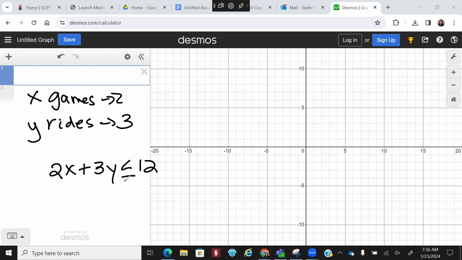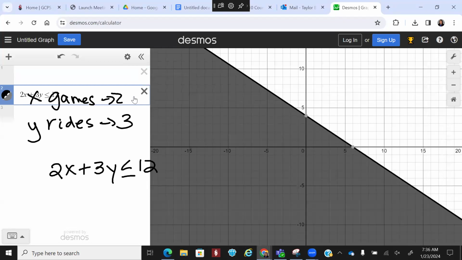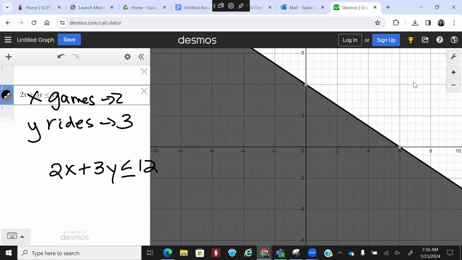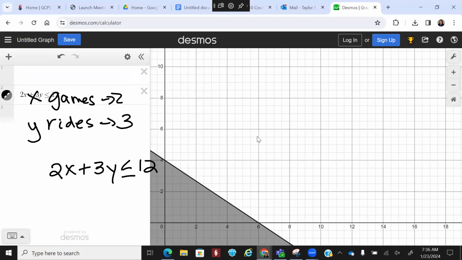Okay, now what you're going to want to do for your problem, it's going to be a system. So there's going to be 2 inequalities. Okay, you're going to want to graph them using Desmos. So if we graph this, we would get something like this. Now, can we have negative values in the real world? No. So what you're going to see is a graph like that. It zoomed in to the positive side. Does that make sense? Okay.